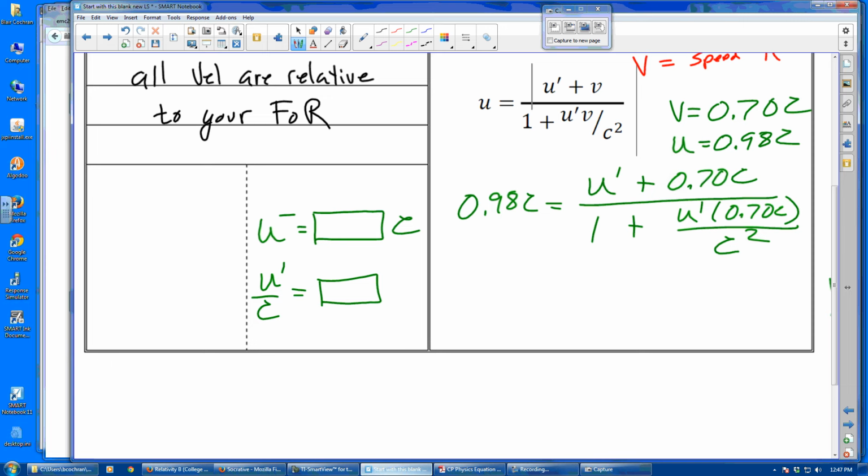Okay, here's a little bit of tricky math. I want to be able to solve for U prime over C rather than just U prime, because that'll lead me directly to my answer. I'm going to do two mathematical steps here. One, I'm going to first multiply both sides by 1 over C. I'm multiplying this side by 1 over C, and I multiply it up top by 1 over C, doing the same thing to both sides.